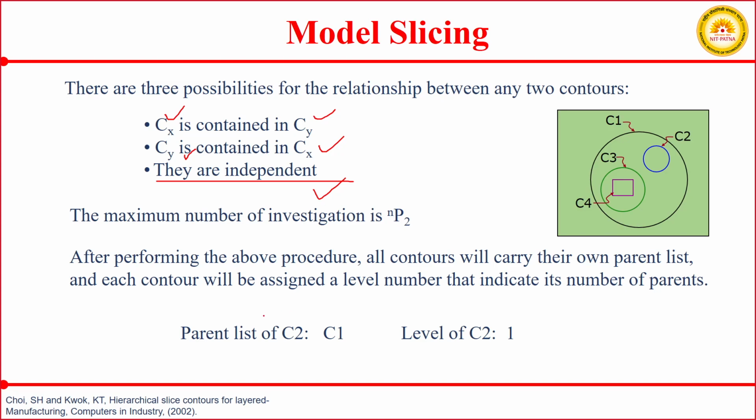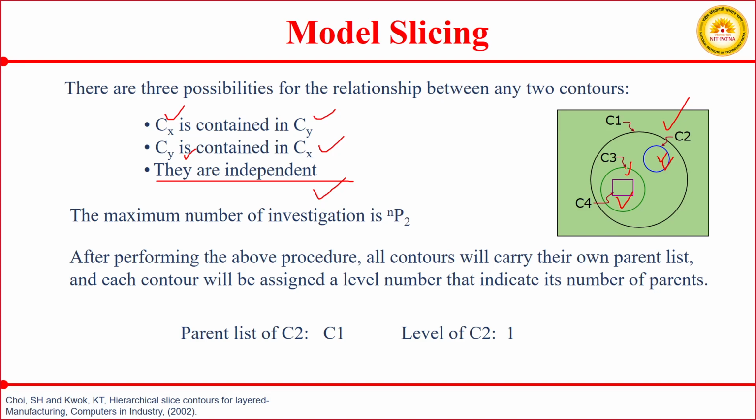Okay, so in this example, C1 is parent of which contours? C2, C3, C4. This is parent of these three contours, C2, C3 and C4, because all the points of C2 are lying inside C1. So obviously C2 is son of C1. Similarly, same is the case of C3 and C4.